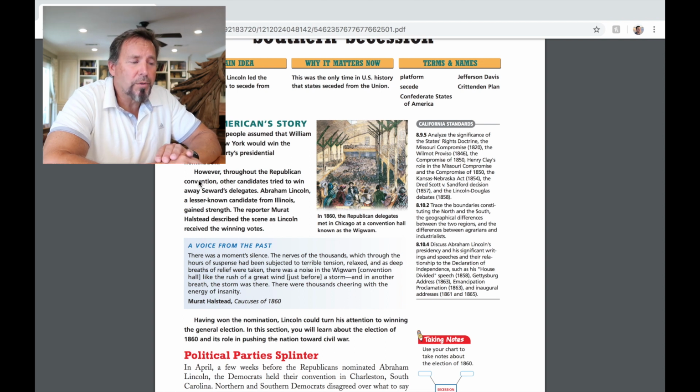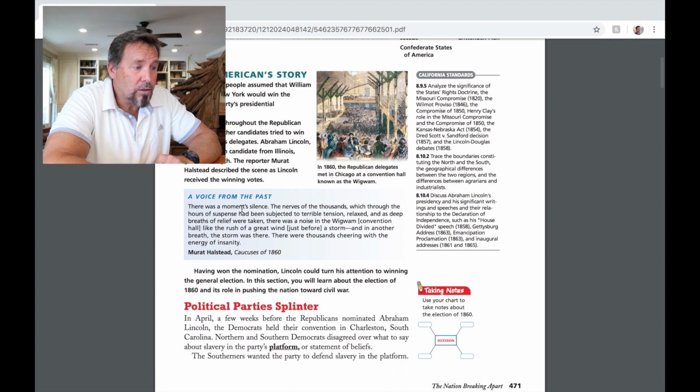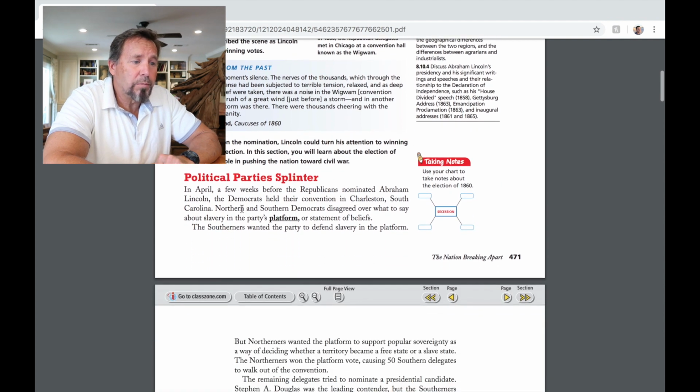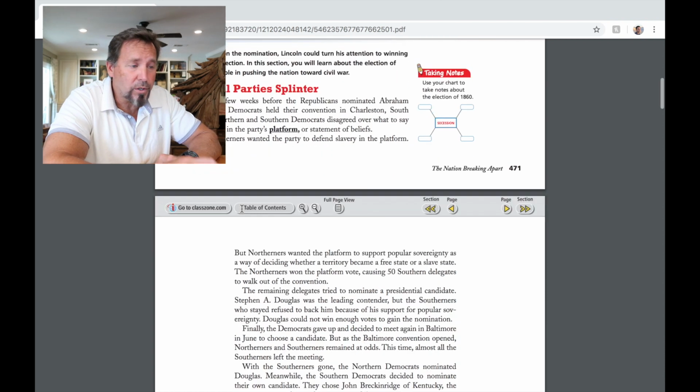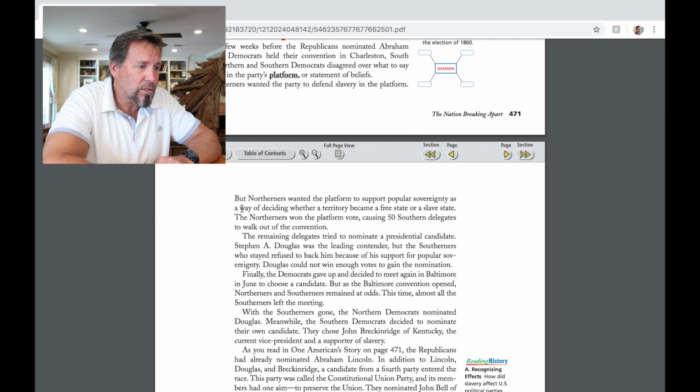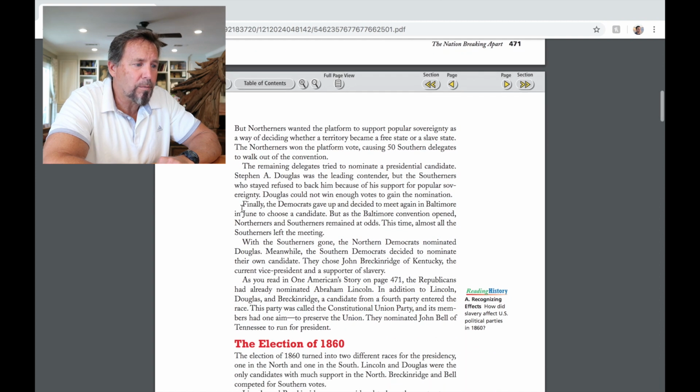So he eventually won the nomination, and of course that really bothered the South because they didn't believe him when he said he didn't believe in ending slavery, just restricting the expansion or the spread of slavery. No new states could be added. So that was the main part of the Republican platform.